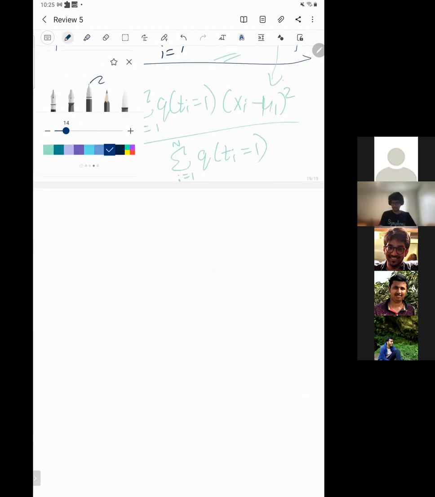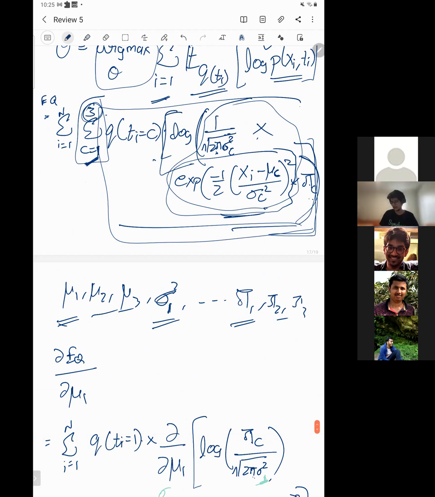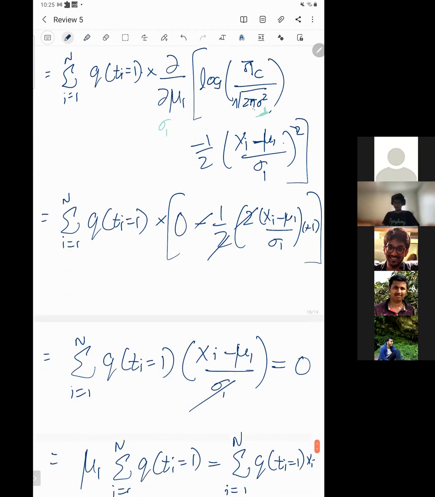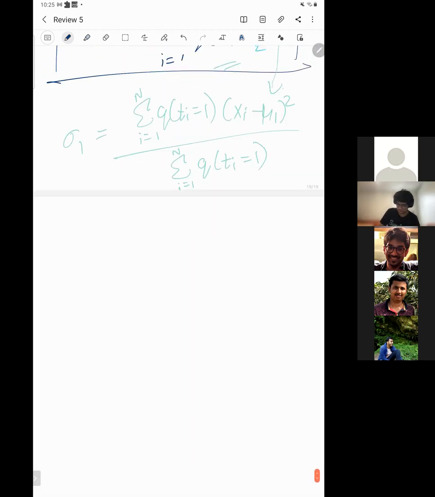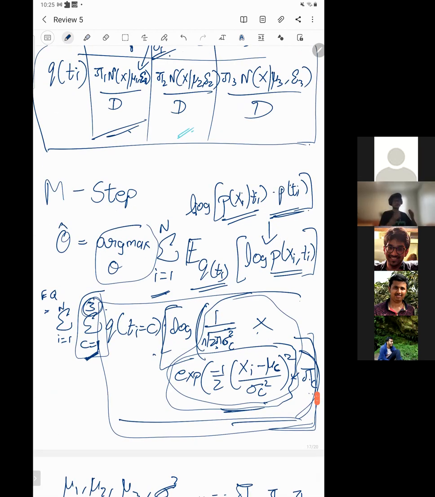And then the only thing remaining is differentiating with respect to pi i. But now what you need to ensure is that pi 1 plus pi 2 plus pi 3 should be equal to 1. So how would you be able to ensure that this condition is met, as well as optimize this thing? Anyone?